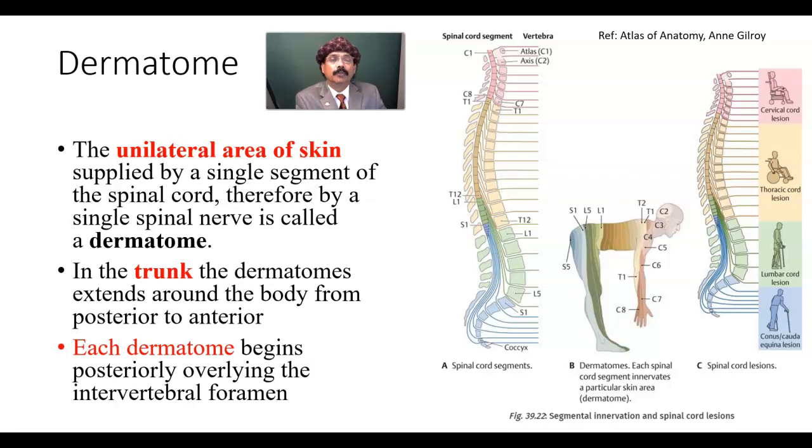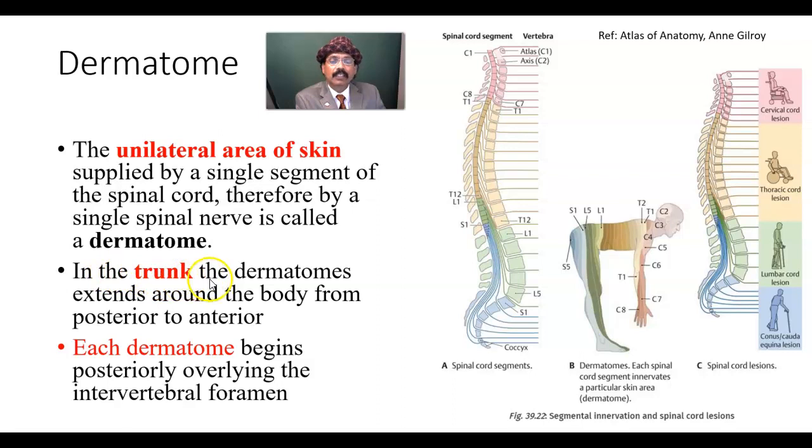Today I will discuss dermatome. What is a dermatome? The area of the skin supplied by a single segment of the spinal cord, and therefore by a single spinal nerve, is called a dermatome. This is the unilateral area. We have two sides, two spinal nerves, so we have dermatomes on both sides of our body.